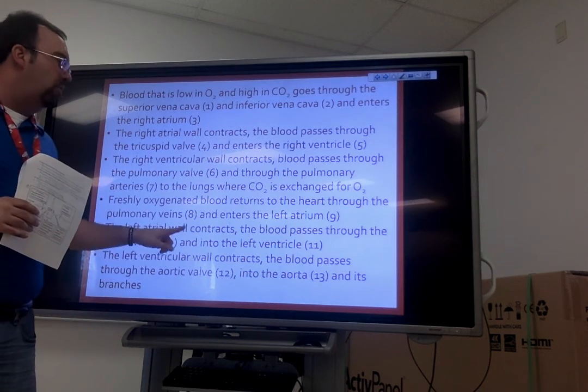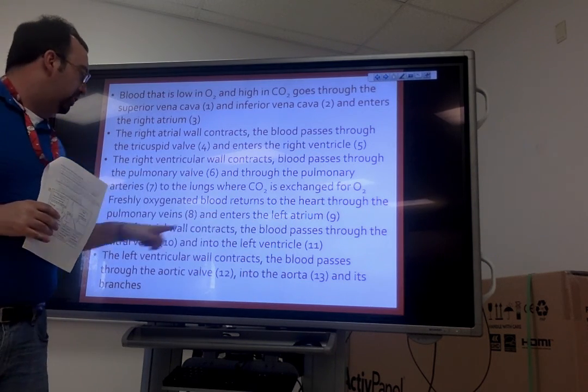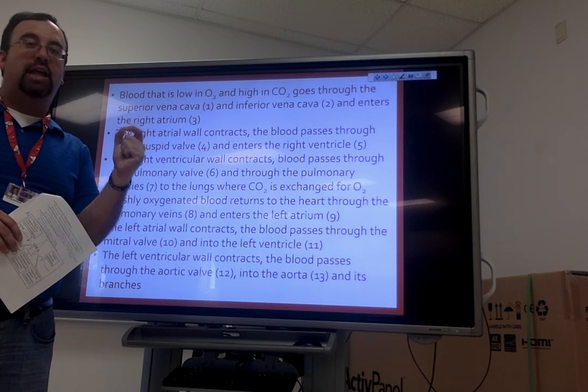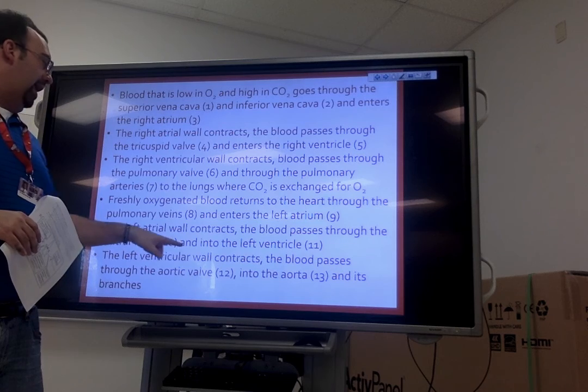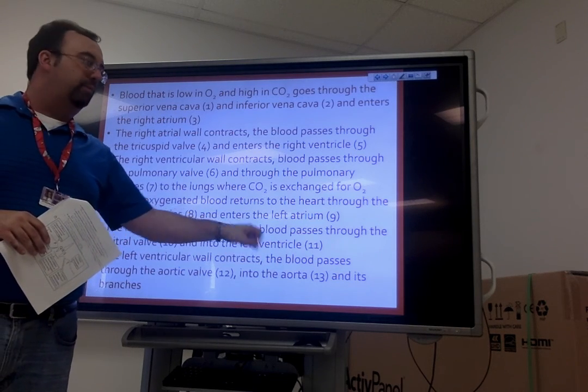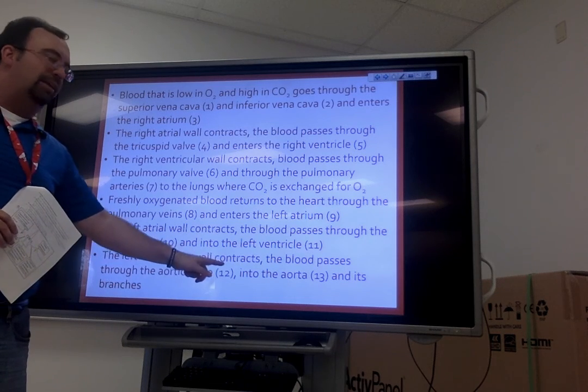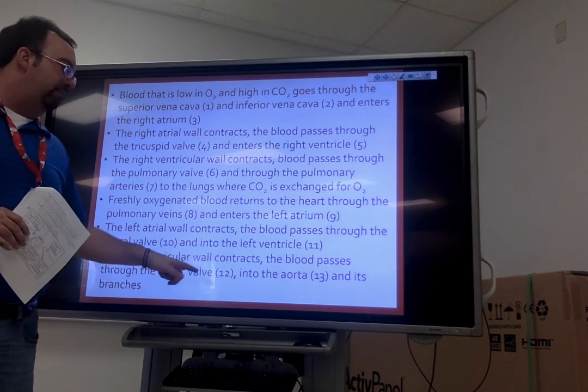The left atrial wall contracts. The blood passes through the mitral valve, which is also called the bicuspid valve because, again, it has 2 points, and into the left ventricle. Finally, the left ventricular wall contracts. The blood passes through the aortic valve.